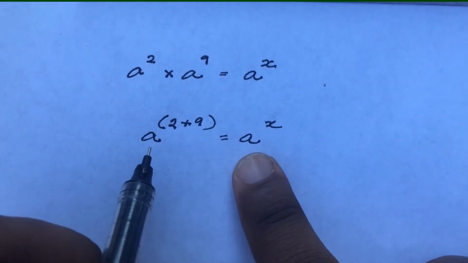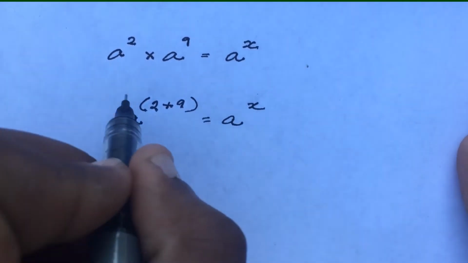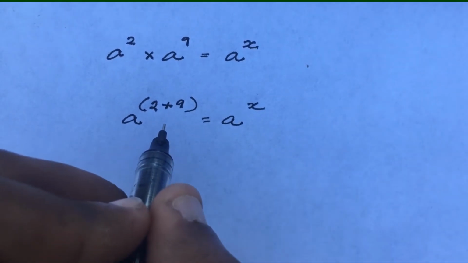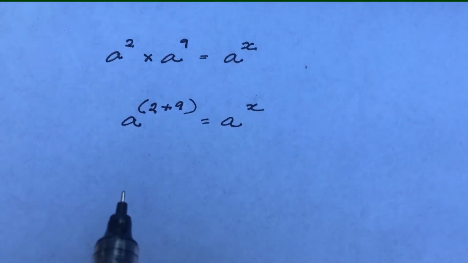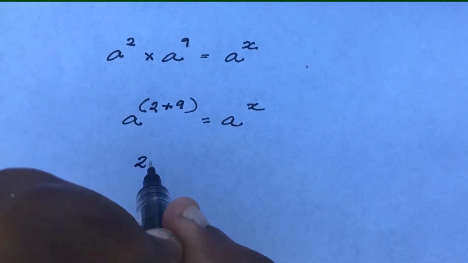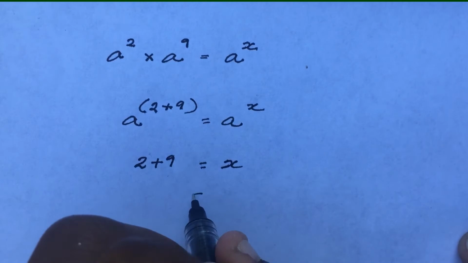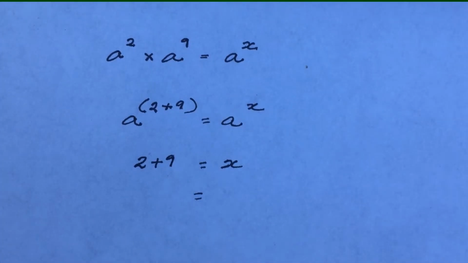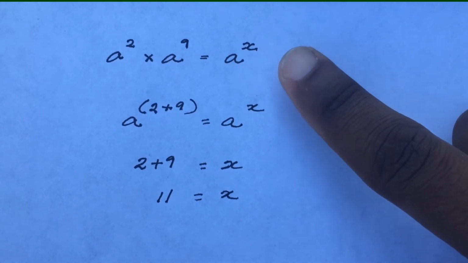Now because the bases are the same, I can just equate the powers, which means to set the powers equal to each other. The one on the left hand side should be equal to the one on the right hand side. So what are the powers that we have on the left hand side? If you say 2 plus 9, that is exactly it, 2 plus 9. And what is the power that we have on the right hand side? It's just x. So 2 plus 9 should give us the value of x. 2 plus 9 we know is 9, 10, 11. So the value of x is 11.